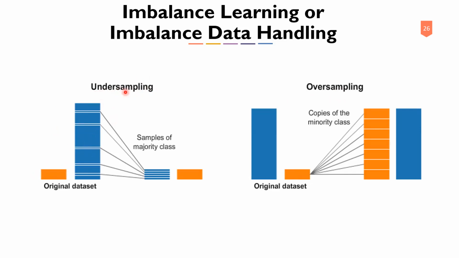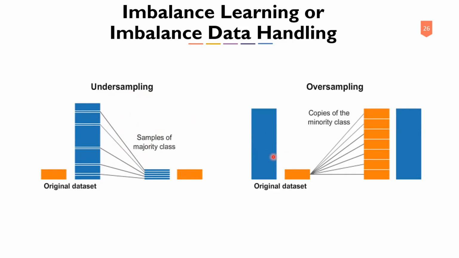Undersampling is responsible for decreasing the majority class instances to be equal to the minority class instances. These instances are reduced exactly equal to the minority class instances. This concept, where we decrease the instances from the majority class to match the minority class, is known as undersampling. And what about oversampling?